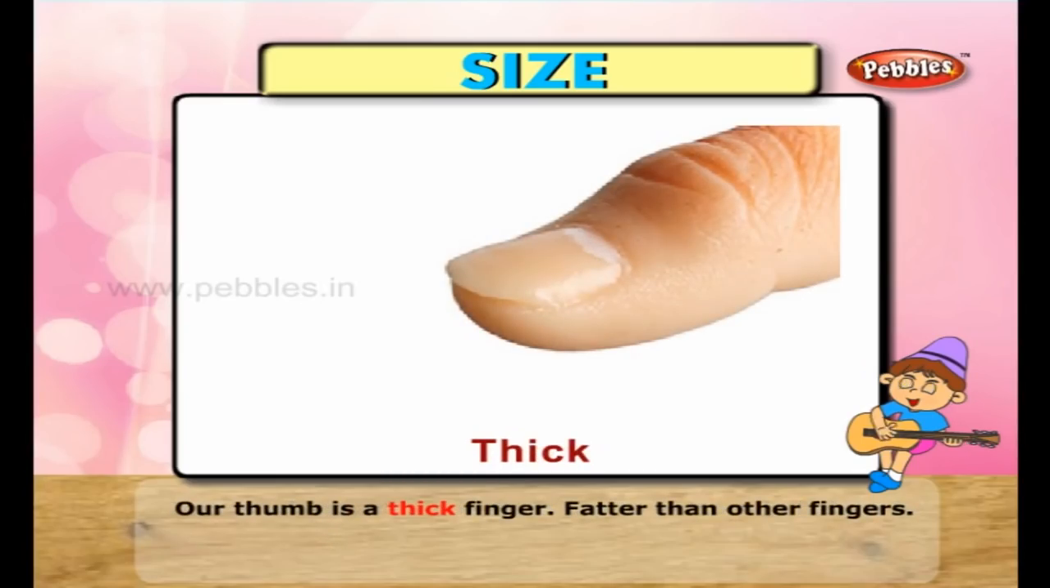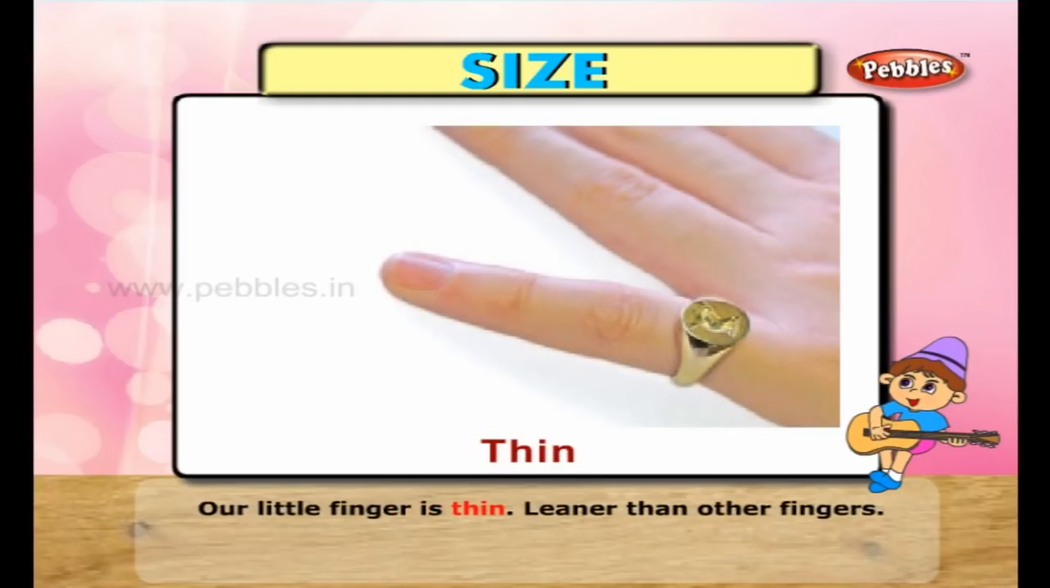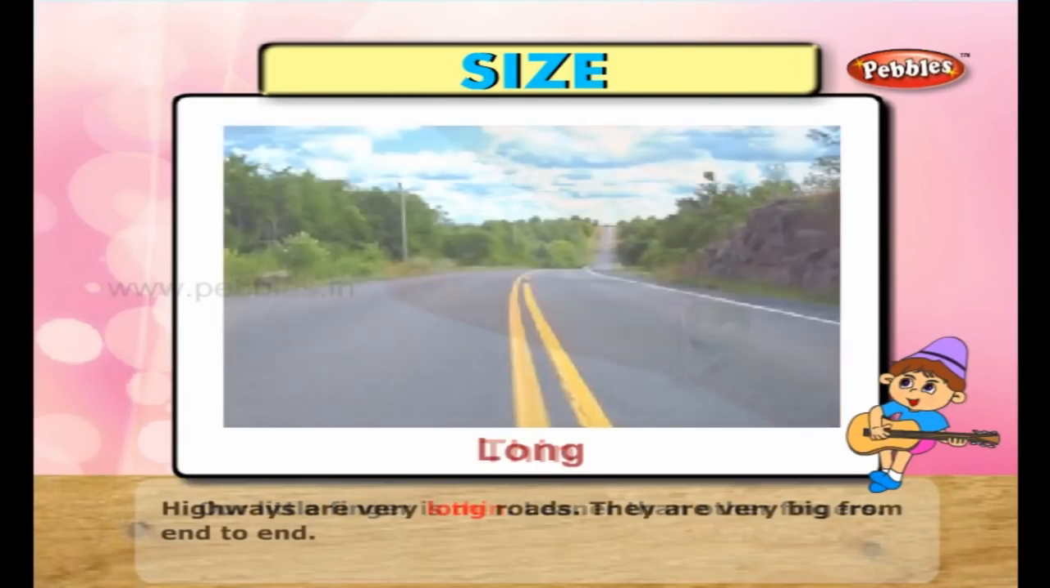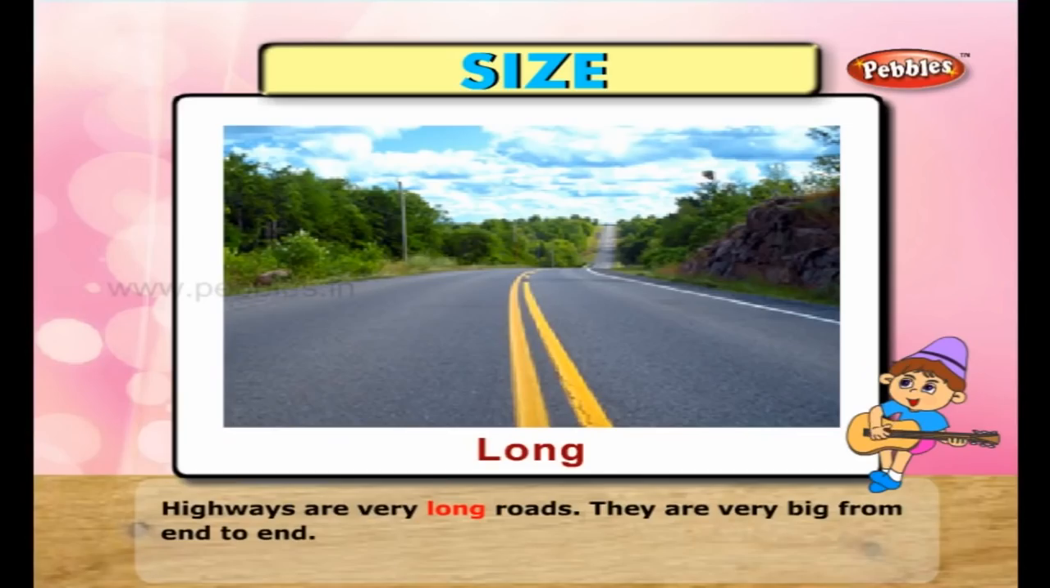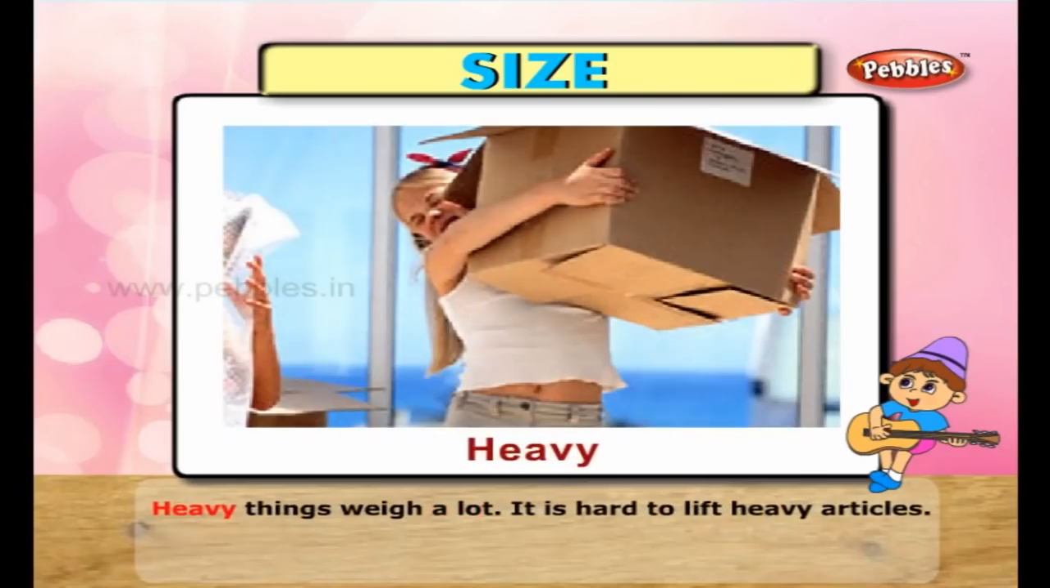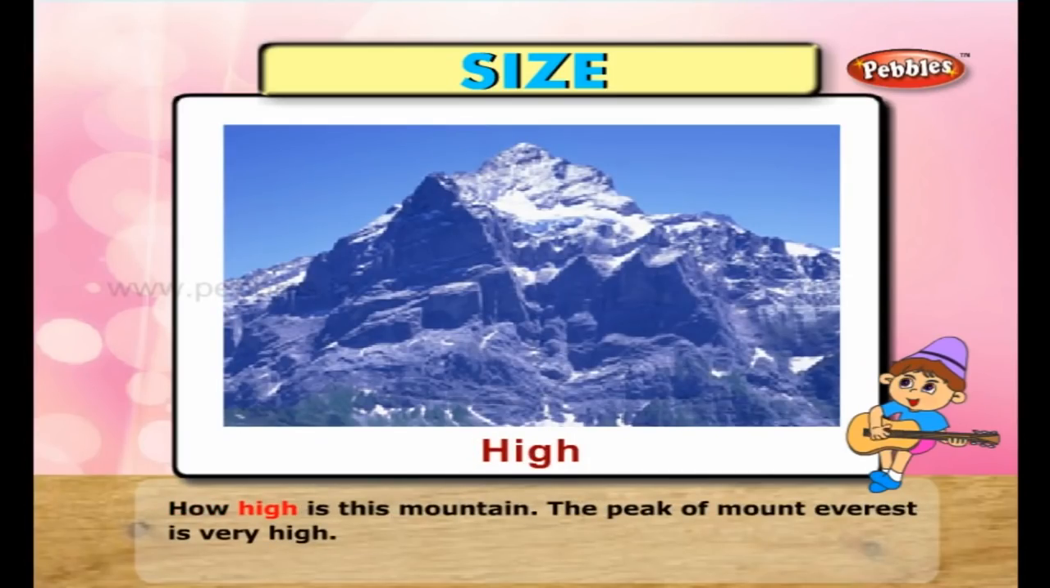Our thumb is a thick finger, fatter than other fingers. Our little finger is thin, leaner than other fingers. Highways are very long roads. They are very big from end to end. Heavy things weigh a lot. It is hard to lift heavy articles. How high is this mountain? The peak of Mount Everest is very high.